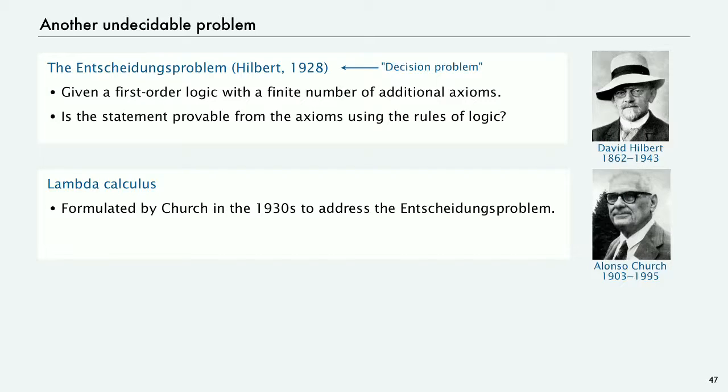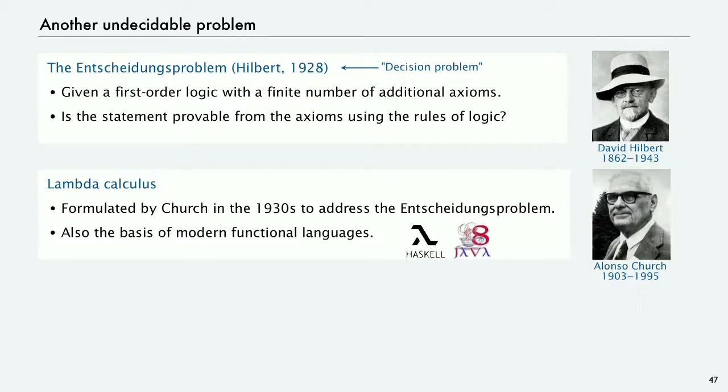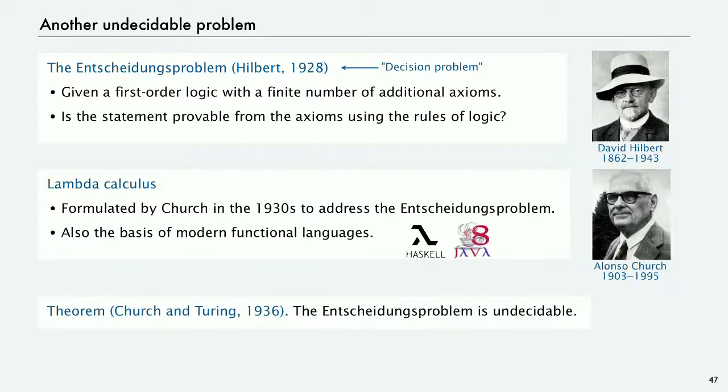Church had a different formal system called the lambda calculus that he developed in order to try to address this. It's also the basis of modern functional programming languages. That's programming languages based on functions operating on functions. So if you use Haskell or Java 8, and what Church and Turing showed through equivalence of the lambda calculus and Turing machines and the halting problem is that Hilbert's and Ackermann's problem is undecidable.